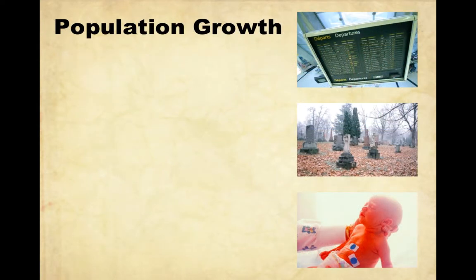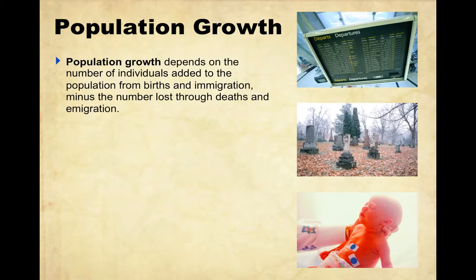So when we're talking about population growth, what allows populations to grow? It depends on the number of individuals that are added from birth and immigration, and the number of individuals that are lost through death and emigration. Now, when we're talking about world population, we don't take into account immigration and emigration. Not yet, at least, maybe in your lifetime. But for now, humans aren't entering and leaving Earth. Humans are being born and humans are dying.